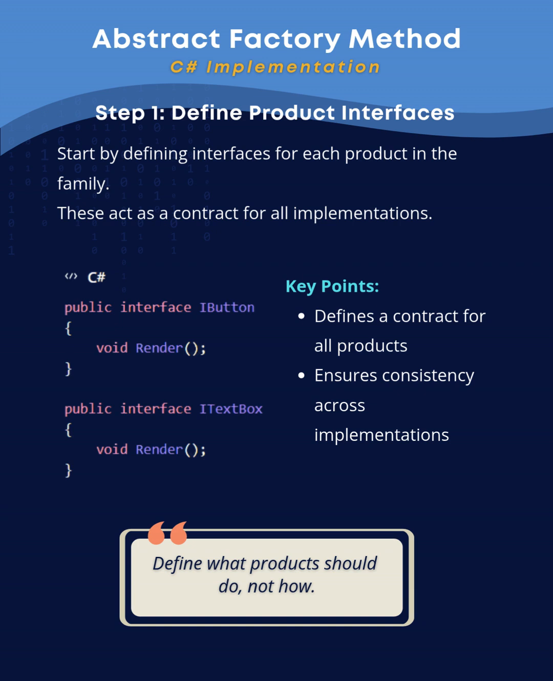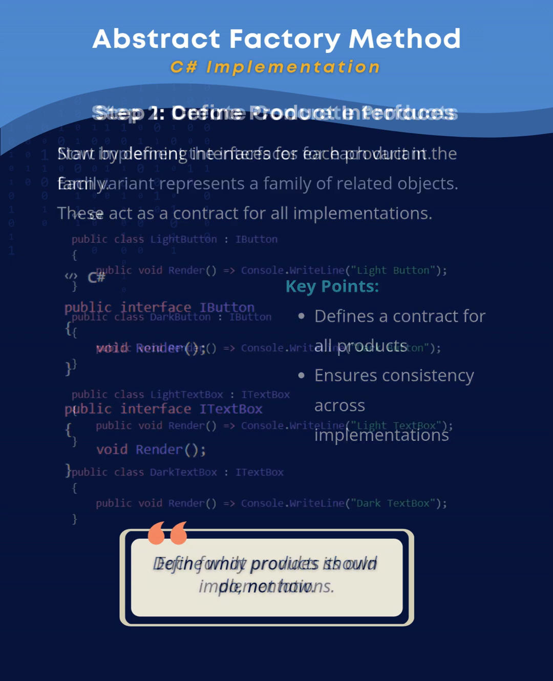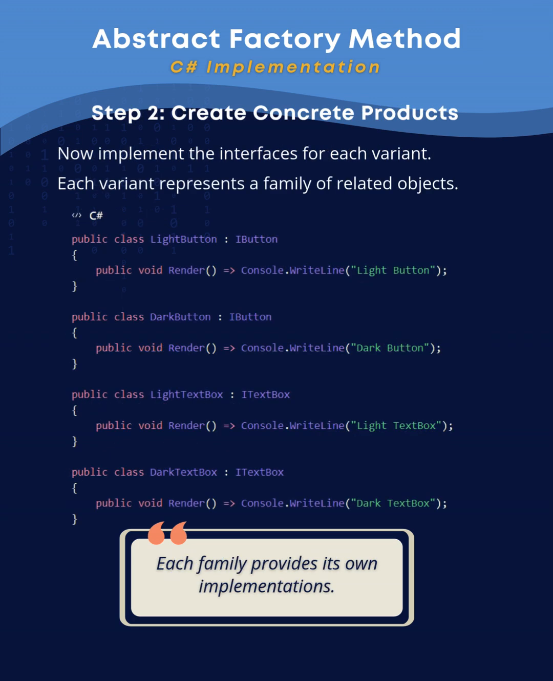Step 2. Implement those interfaces for each variant. We create light button, dark button, light text box, and dark text box. Each one implements the render method for its theme. Notice how light and dark products are separate, but each forms its own consistent family. Each family provides its own implementations, clean and isolated.